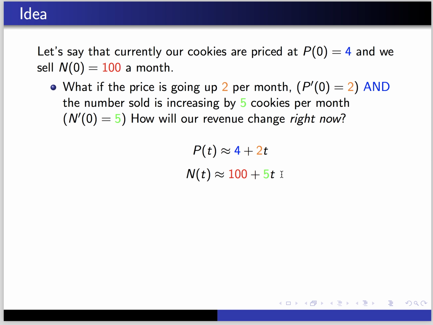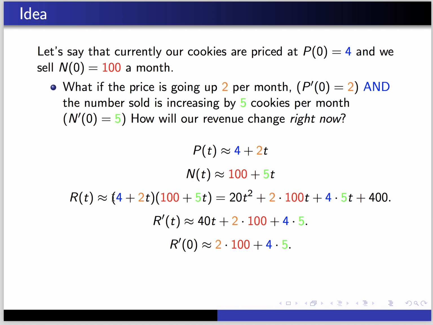And so if these are really good approximations for my price and for my number, then if I want my revenue, I should just multiply those together. And so let's do that. I'm going to multiply these numbers together, and I'm focusing on these middle terms here, and you'll see why in a second. So I FOILed it out, and now I've got my formula for R of t. It's 20t squared plus 2 times 100t plus 4 times 5t plus 400.